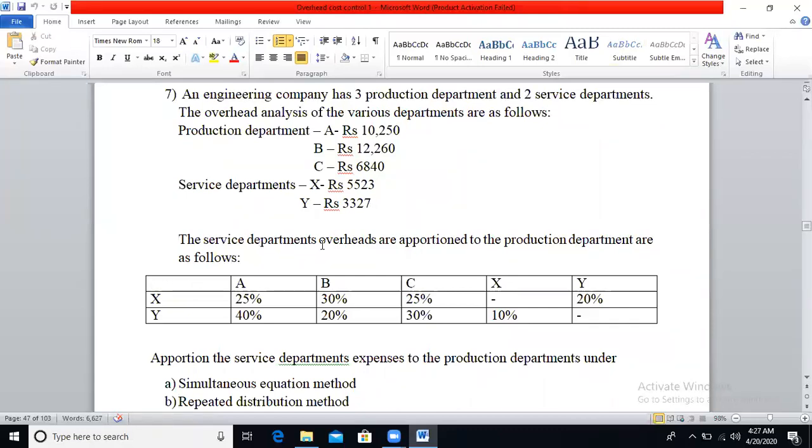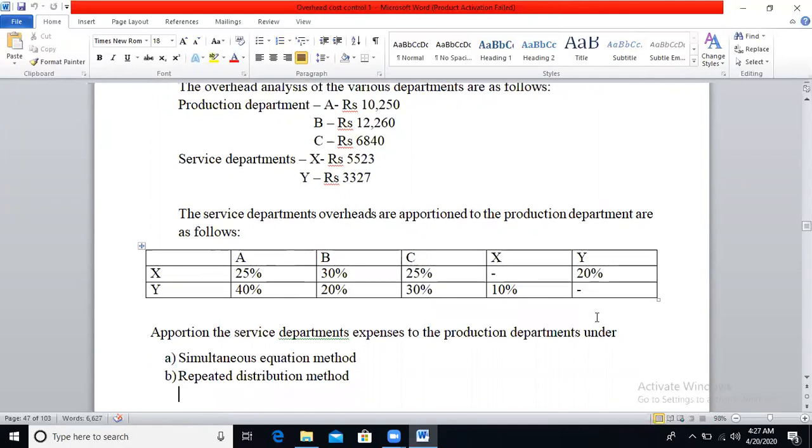The service department's overheads are apportioned to the production department are as follows. So they have given the percentages. Using these percentages, the service department expenses will be reapportioned to the production department and the remaining service departments. Apportion the service department expenses to the production departments under simultaneous equation method and repeated distribution method.